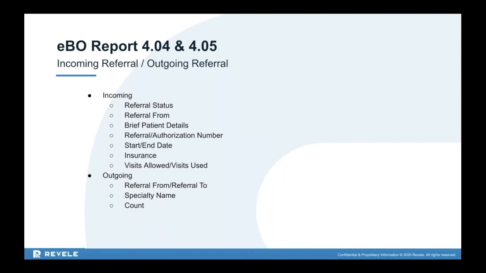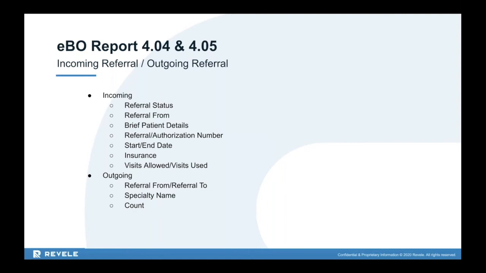If you have the referral authorization number loaded to that referral, the start and end date, what insurance that's for, and then if you use the section for how many visits were allowed, and you're linking encounters to that, it will track how many were used, and you're able to see that information there. I've seen this report used for a lot of different reasons. Some are getting incoming referral counts, some are looking at counts of who's referring to them, referrals that are open or closed, different things like that.